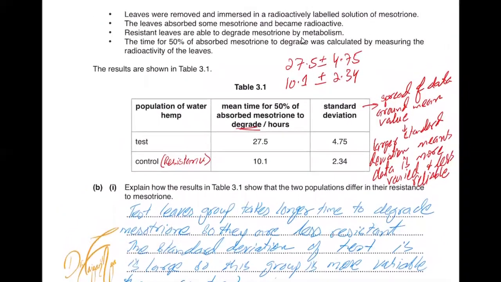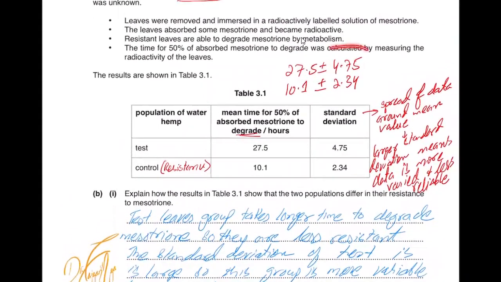So how do you mention the standard deviation? The standard deviation can be mentioned with mean plus minus standard deviation. For example, if the mean is 27.5 and the standard deviation is 4.75, this can be written as 27.5 plus minus 4.75, which means that the value could be 4.75 above the mean, or 4.75 below the mean as well. For example, for 10.1, the standard deviation is 2.34, which means it can be 2.34 above or below 10.1.